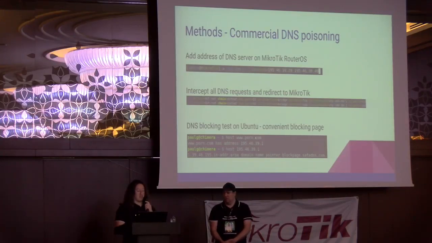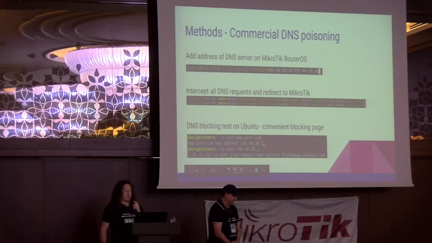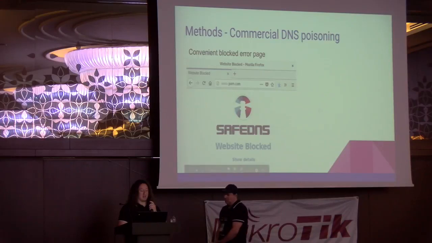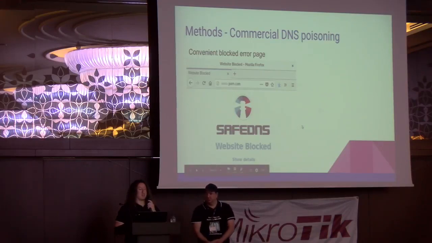And you can see quickly over there, this is an example of the SafeDNS site. If you try to go to porn.com, it resolves with 195.46.39.1. That's their block page, and you get something to this effect. Right, nice and easy.